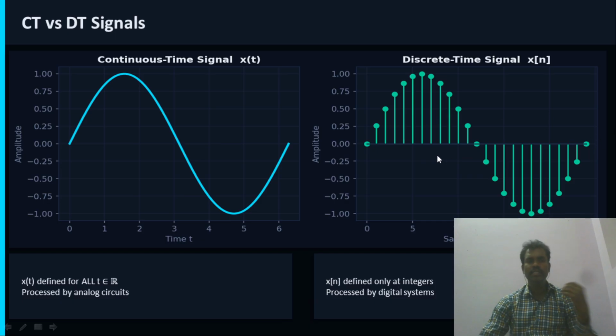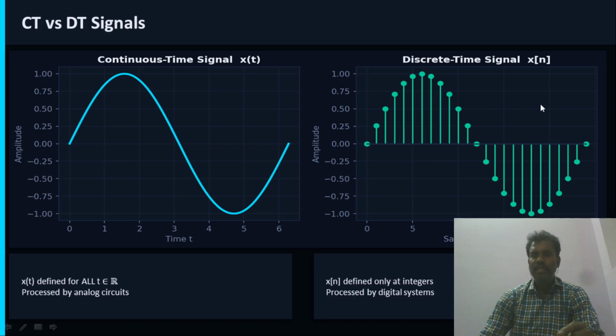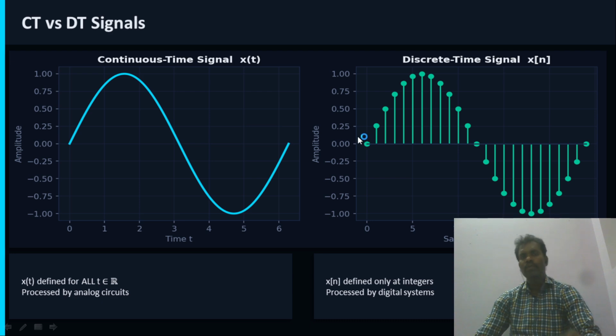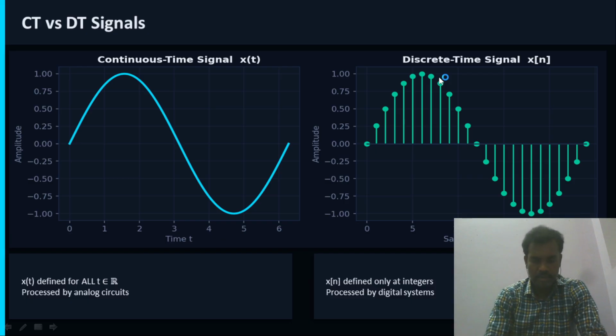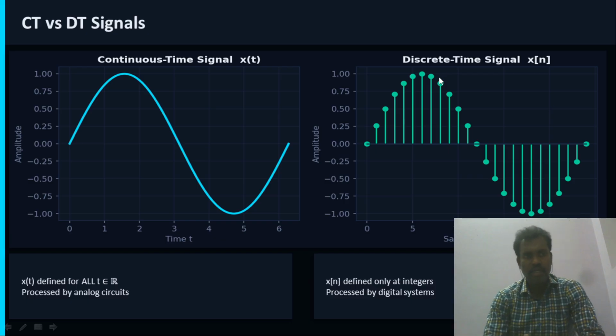So for digital, first we convert the continuous time signal into discrete by performing sampling. That means discretizing the signal in time. From the discrete time signal, we convert it into digital by performing one more step called quantization, discretizing the amplitude, along with encoding. So the values are represented in binary. That is called digital. So this is the basic difference between continuous time and discrete time signals.